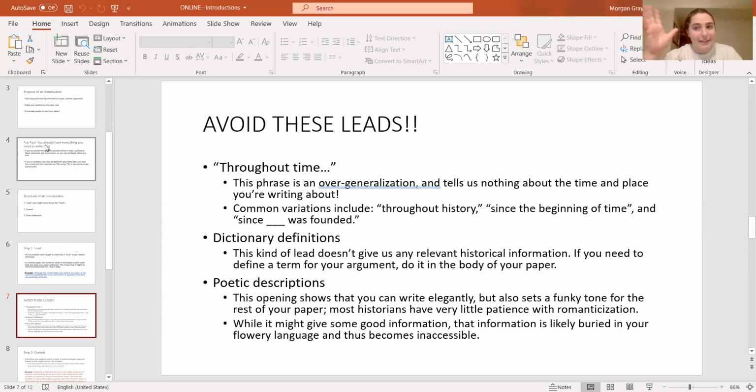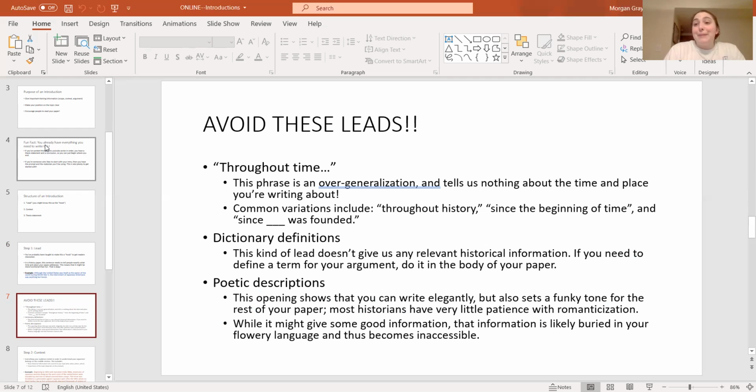You're just clearly trying to find some way to start in. Other variations: "throughout history," "since the beginning of time," and "since blank was founded." I see that a lot in the papers my students turn in. "Since the United States was founded," unless you've been told specifically to start at the founding of whatever country or organization you're writing about and carry it to the present, you want to stay away from that because that's outside the scope of what the prompt is asking you to do.